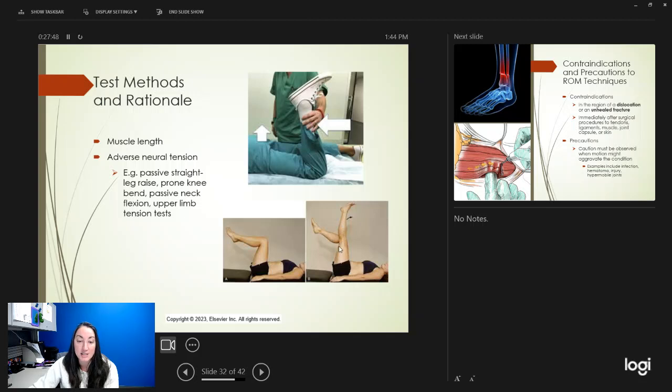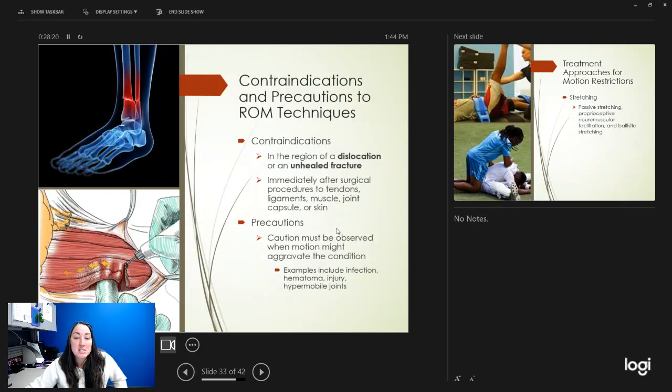This one is testing the hamstrings, a hamstring 90-90 test. And then you can also test for neural tension. You can do a passive straight leg raise, so the person's lying on their back and you raise one leg up, and if it causes pain down that leg or down the other leg, then that can indicate either some neural tension or a bulging disc or things like that. There are special tests that you'll learn during PTA school that can indicate what is causing this range of motion restriction.